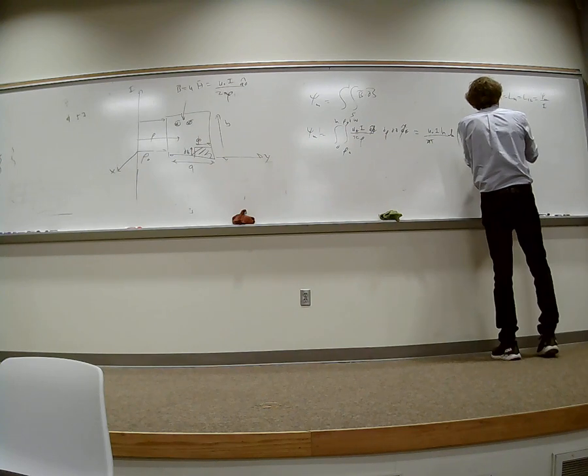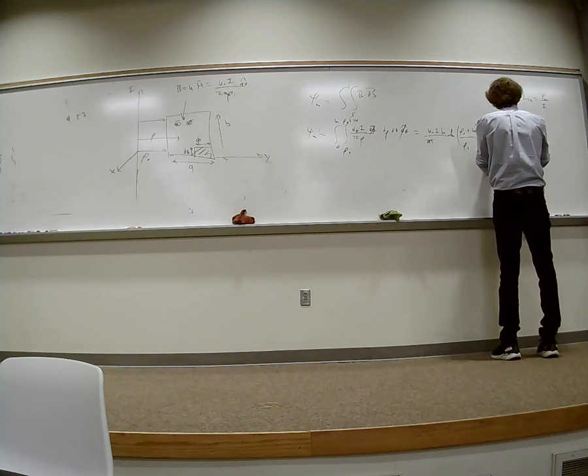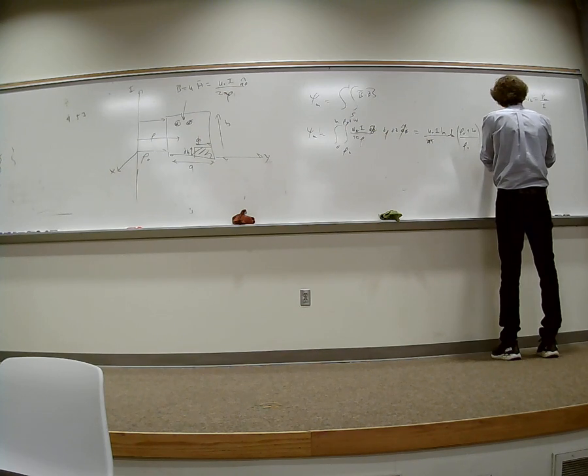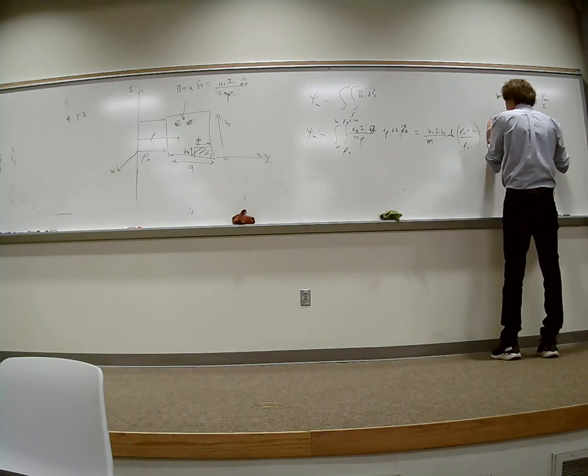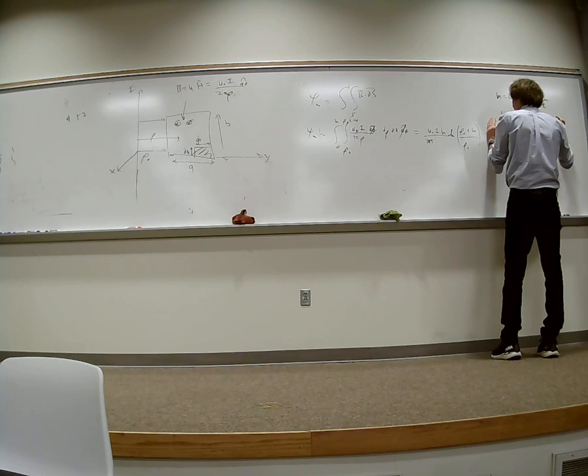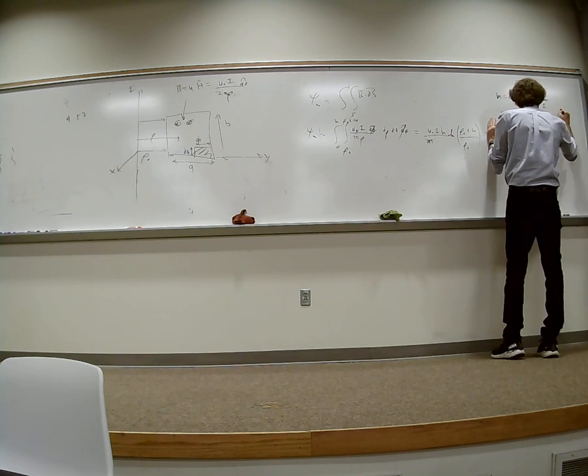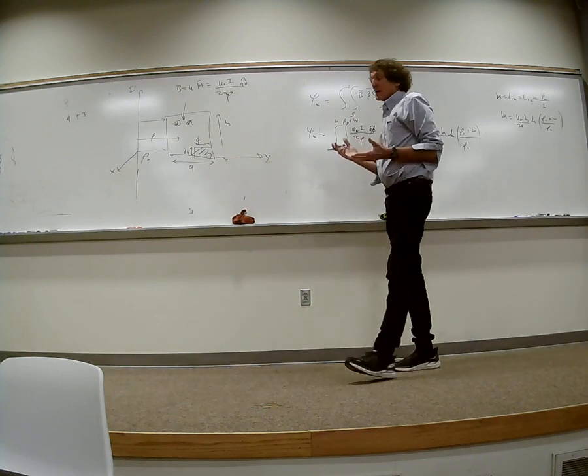So that means that the mutual inductance is just going to be equal to mu 0 over 2 pi times h times the natural log of rho 0 plus W over rho 0, or just 1 plus W over rho 0. That's it in a nutshell.